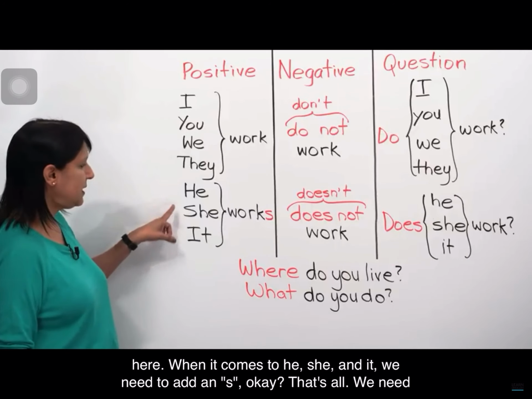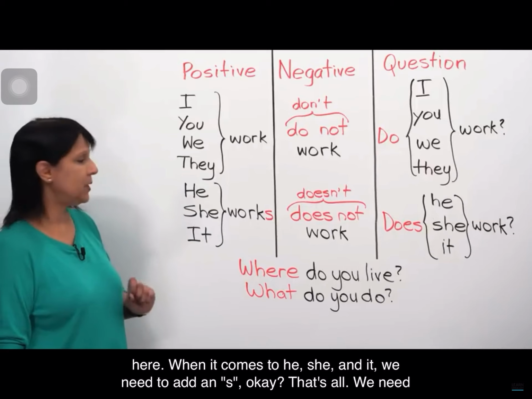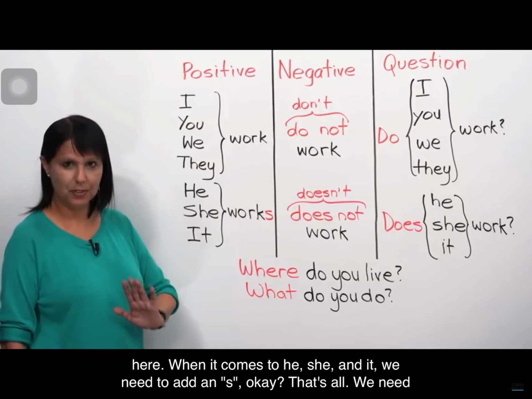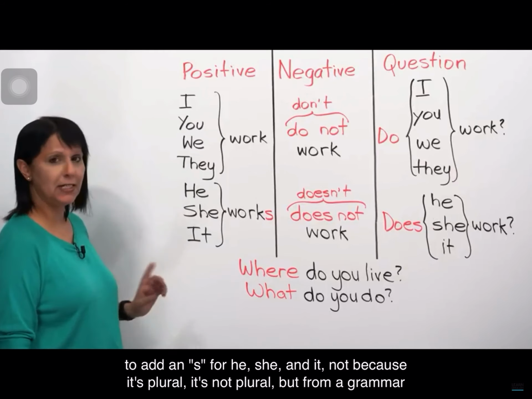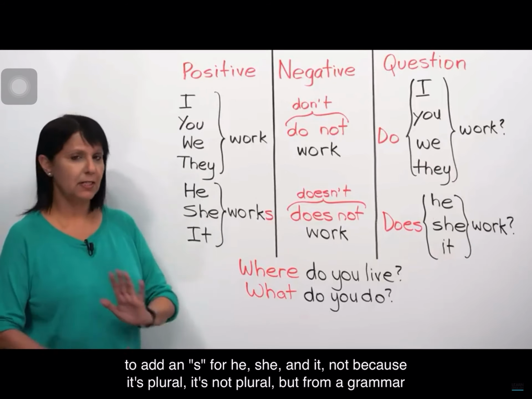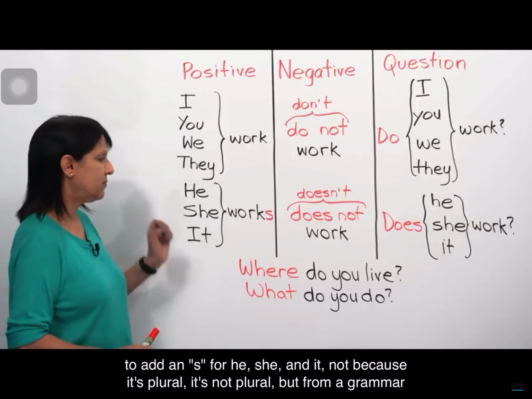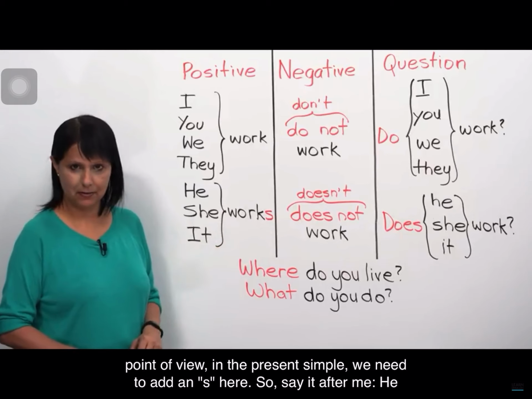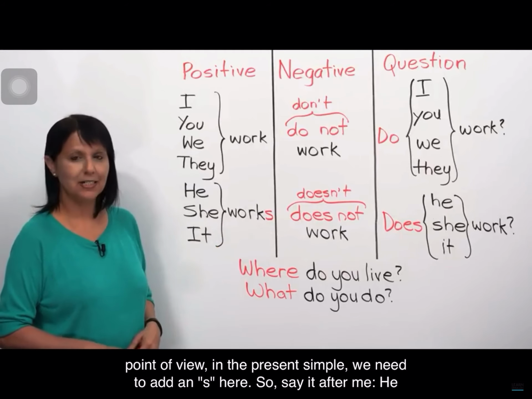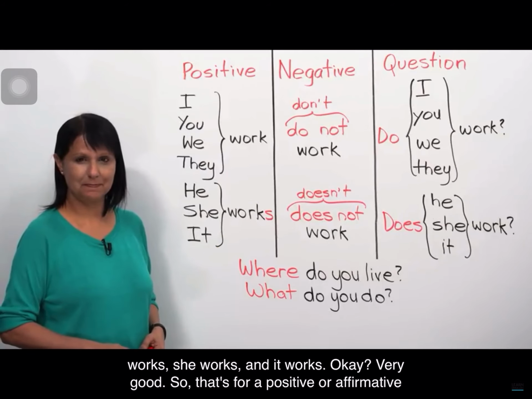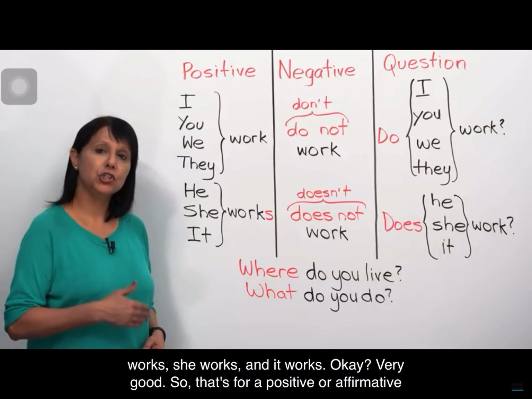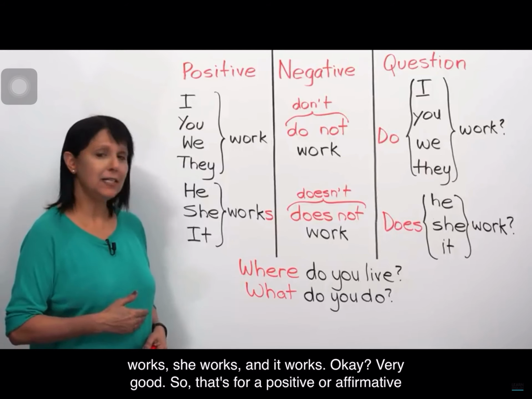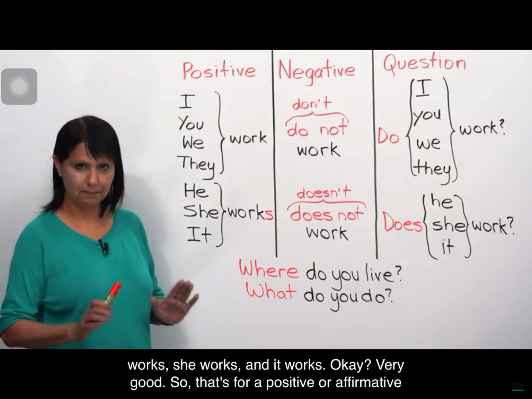When it comes to he, she, and it, we need to add an S. Okay? That's all. We need to add an S for he, she, and it. Not because it's plural. It's not plural. But from a grammar point of view, in the present simple, we need to add an S here. So, say it after me. He works. She works. And it works. Okay? Very good.